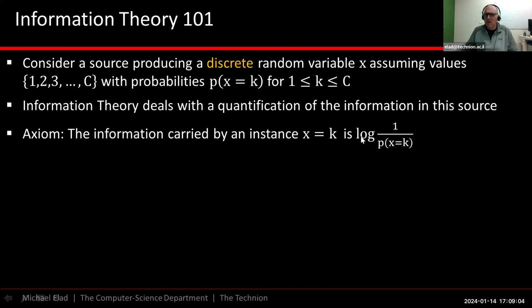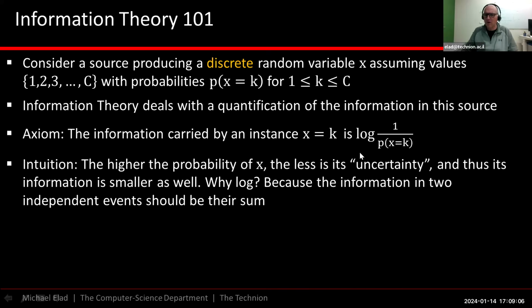Now, why do we carry the log? Simply because if I give you 2 random events, X equals K and X equals J, the probability of the 2 together, if they are IID, is the multiplication of the probabilities. But in terms of information, it should be the sum of the information pieces. So moving from multiplication to sum is exactly achieved by this log.